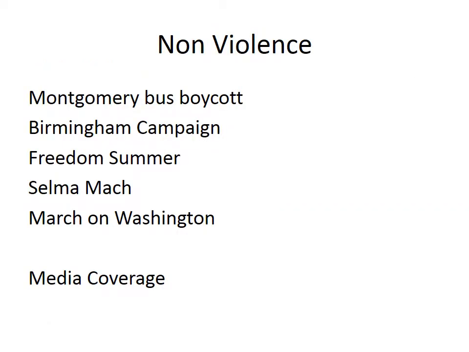So we're going to look at some of the campaigns that they did choose. The ones that you need to know about are going to be, of course, the Montgomery bus boycott, which we talked about, which involved Miss Rosa Parks, the Birmingham campaign, Freedom Summer, the Selma March, and the March on Washington. And these were all chosen because they knew that they would get attention. So let's look at the Birmingham campaign.